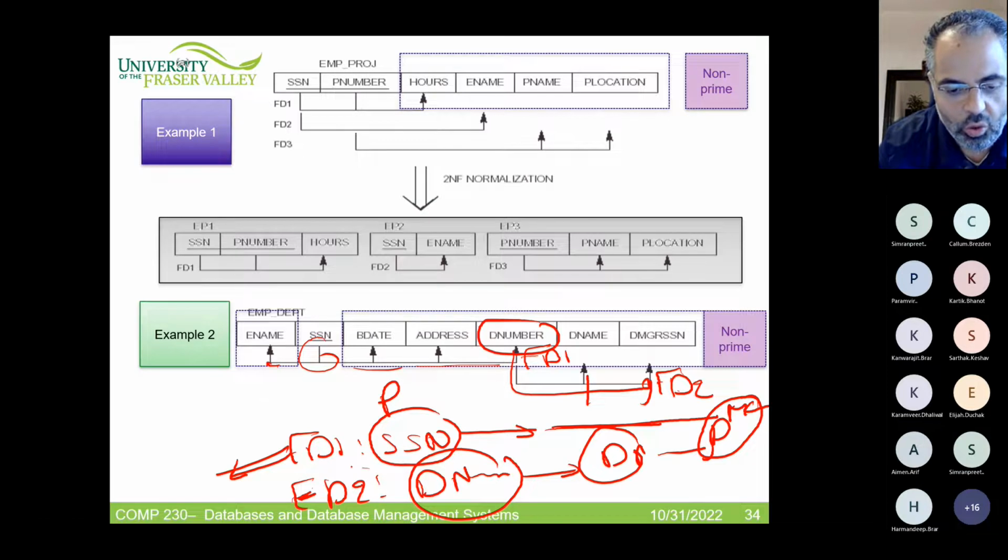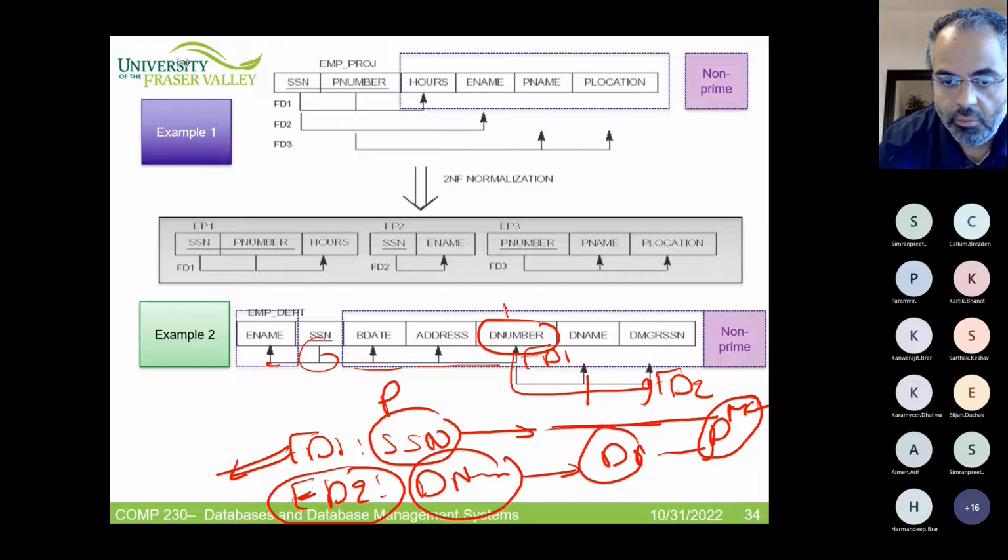So does this FD2 violate? What do you think? You can say, I don't know, it's okay. Oh yeah, I don't know. Okay, so to violate means that we have a part of the key involved in this dependency. Do we have a part of the key involved here?